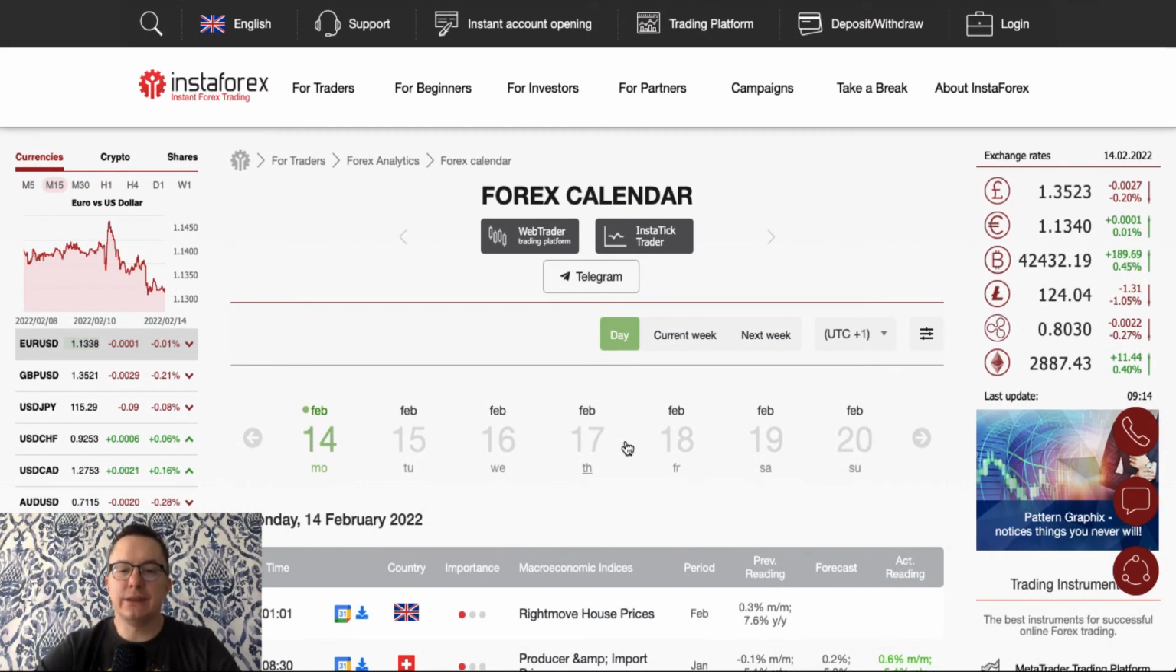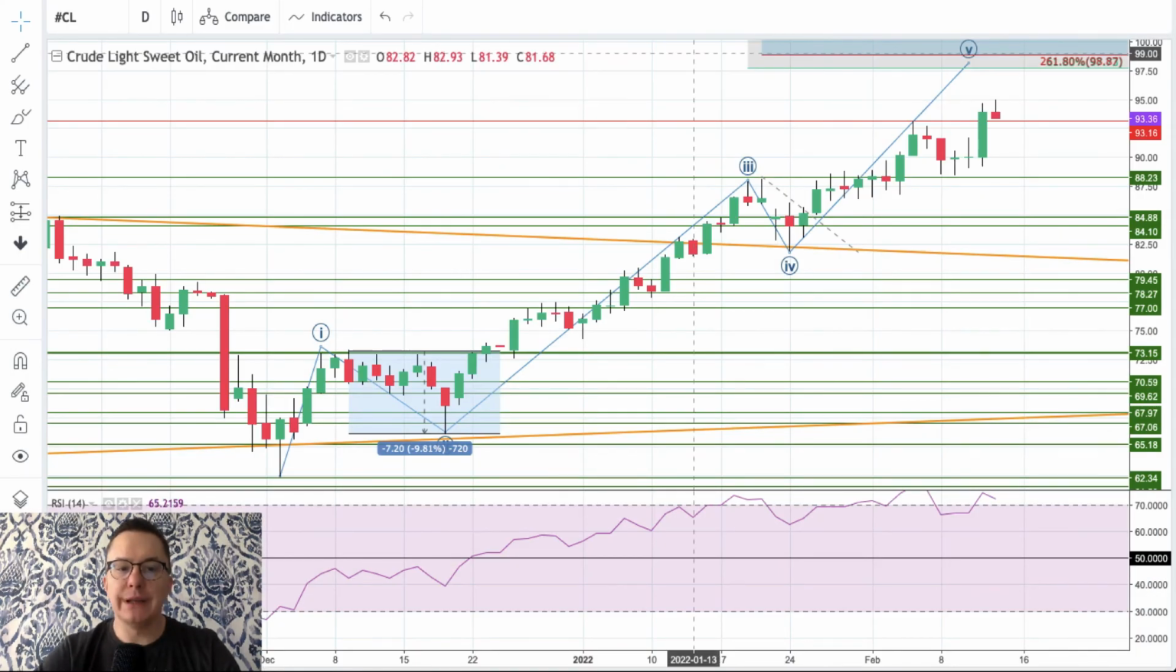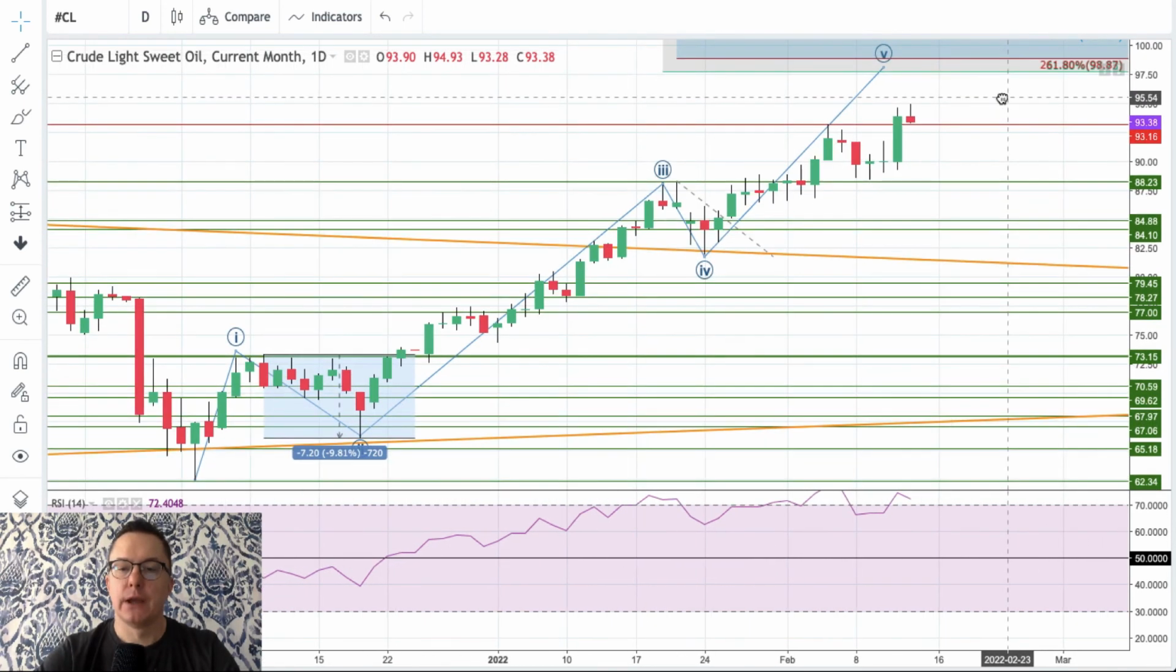So let's see what's happened over the weekend on the financial markets, and I think we should start today with the crude oil. The crude oil daily timeframe chart is showing us the scenario of the 5-wave impulsive progression to the upside continued, right? The target is around the level of 98.87, 98.81.